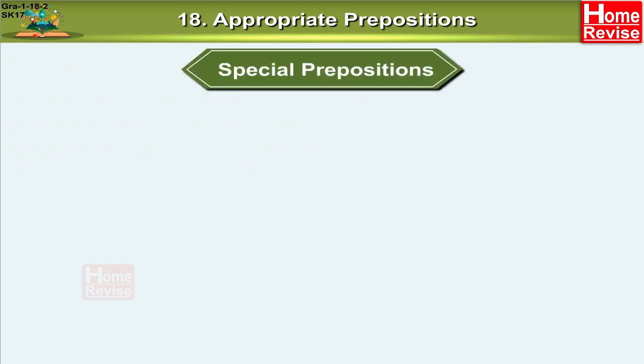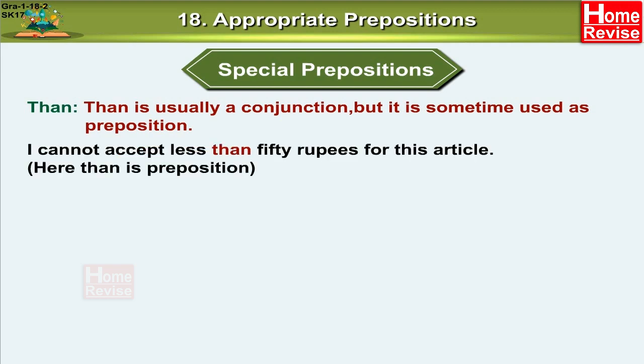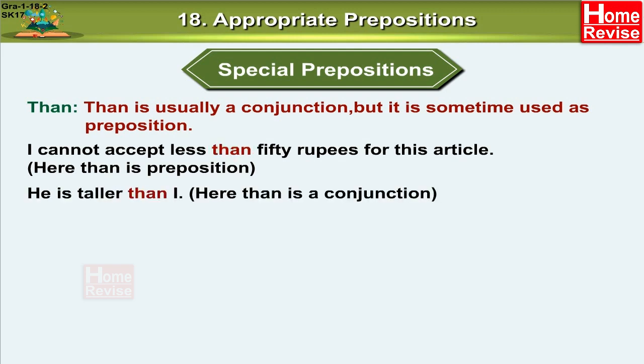Special prepositions. Than. Than is usually a conjunction, but it is sometimes used as a preposition. I cannot accept less than 50 rupees for this article. Here, than is a preposition. He is taller than I. Here, than is a conjunction.